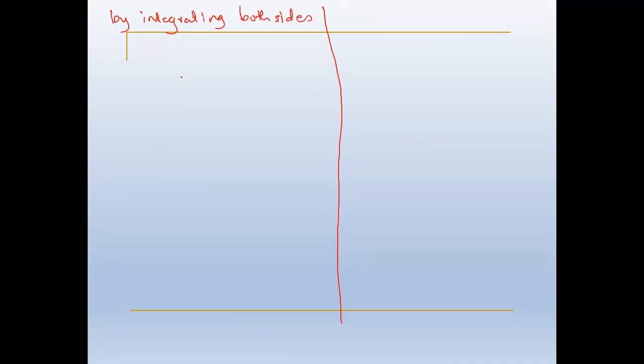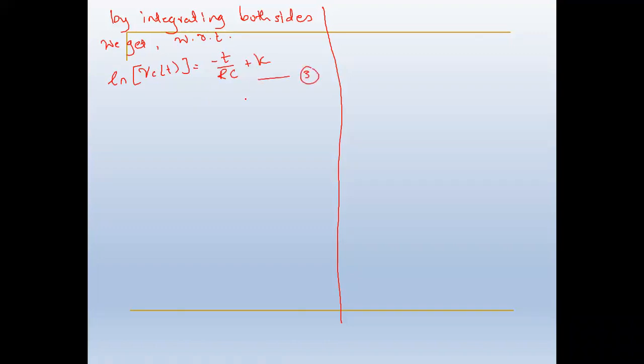Now by integrating both sides, with respect to the corresponding variables, it will be log of Vc of t is equal to minus t by RC plus k. Let us call this one equation number 3.